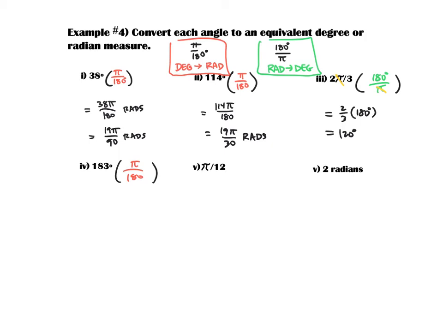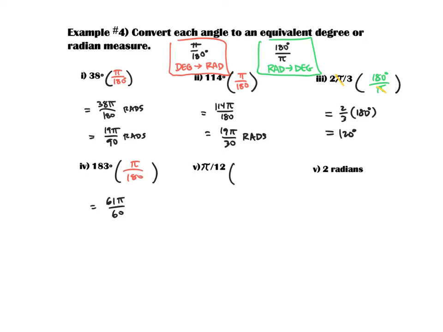And this one is not very nice. I don't think it's going to reduce very nicely. 183 divided by 180 is 1.016 repeating. If I reduce that fraction, it reduces, it's just not very nice. So I get 61 pi over 60. That's not a very typical angle measure to be asked to convert, but it is what it is.